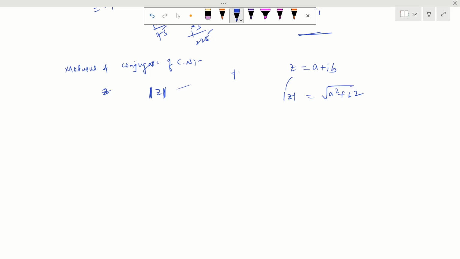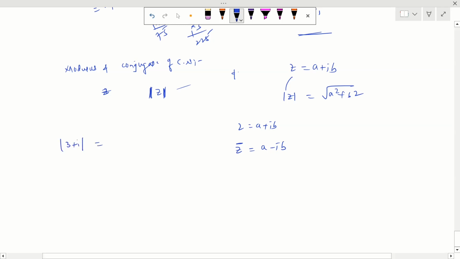And what does conjugate mean? I am writing Z is equal to a plus ib, and the conjugate is represented by Z bar. The plus is converted into minus, so a minus ib. That is called the conjugate. Now we'll take an example, 3 plus i. When we express this in modulus, it is the square root of 3 square plus 1 square. Here 1 will be there, since i means i into 1. So it is the square root of 10.